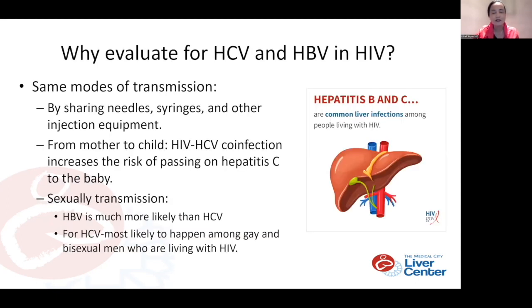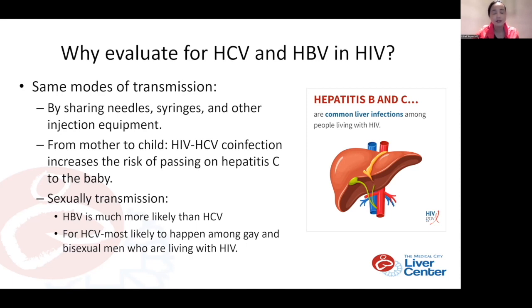So why do we need to evaluate for hepatitis C and hepatitis B in the setting of HIV? First of all, as we all know, they have the same modes of transmission. They're blood and body fluid borne, so you can get any of the three viruses by sharing needles, syringes, and other injection equipment. You can also get transmission from mother to child. From a positive mother to a child, you can have HIV and HCV, and also hepatitis B co-infection actually increases the risk of passing on these viruses to the baby.